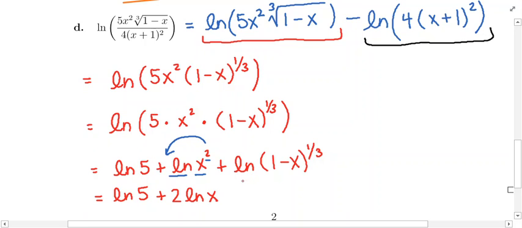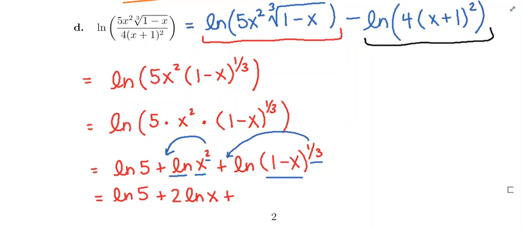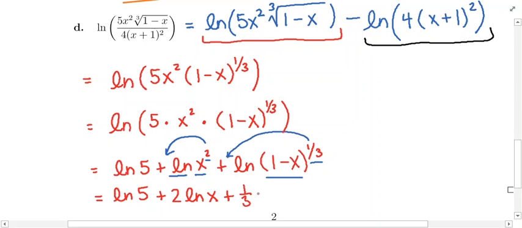Okay, and then the last logarithm that we're adding here also is the logarithm of something to a power. Okay, so we can bring the power down in front. Okay, so this is going to be plus 1/3 times the natural log of 1 minus x. Okay, this is as far as we can go on this side with the red stuff.